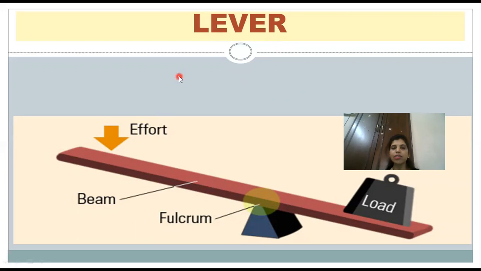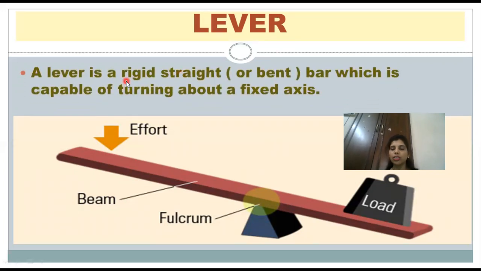So let us see the definition, a very important definition which you have to learn from the exam point of view. A lever is a rigid, straight or bent bar which is capable of turning about a fixed axis. So you can see over here, the fixed axis is known as the fulcrum. Okay, the word fulcrum is important. You're going to use it again and again.